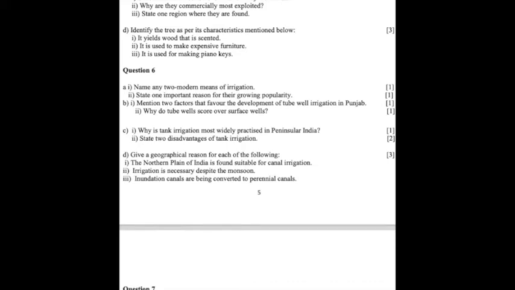Perennial canals are a perennial means of irrigation, and a barrage or a dam is built over the perennial river, and then you use that, and it can be used all year round. Whereas inundation canals can only be used in the monsoon season. Okay. It's the same as the flood canals, inundation.